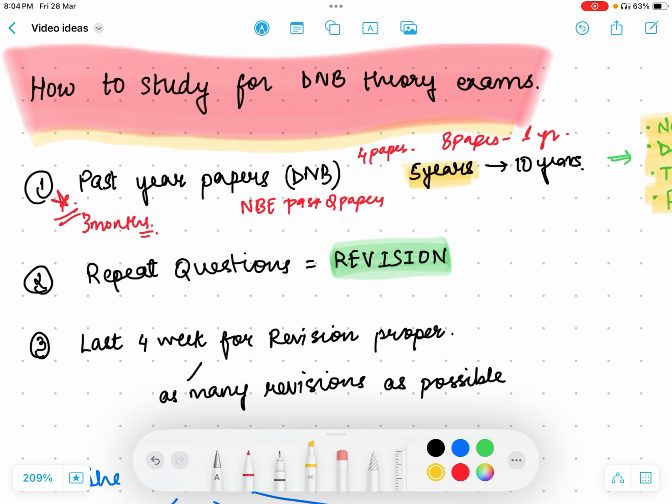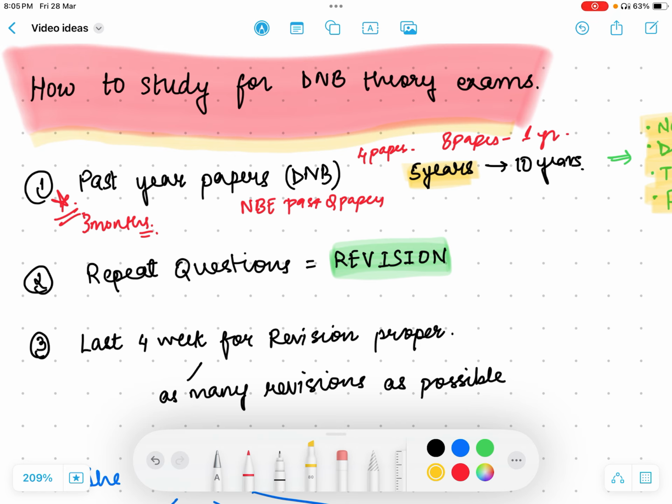After you're done with that, you can go ahead and figure out a complete 10 years of papers. First priority: the last 5 years of papers is a must. If you have time after that, then go and do the past 10 years. There is no need to go beyond the past 10 years, because the pattern was different. There are a lot of topic repeats and question repeats, so make sure you keep an eye out on the pattern they're following in all the 4 papers in all the sessions.